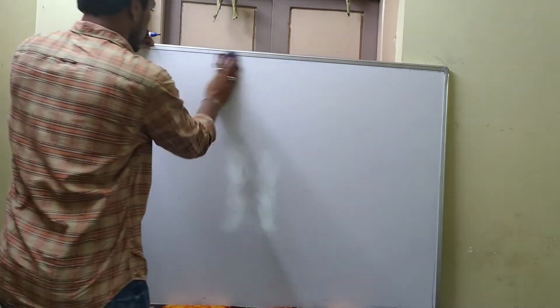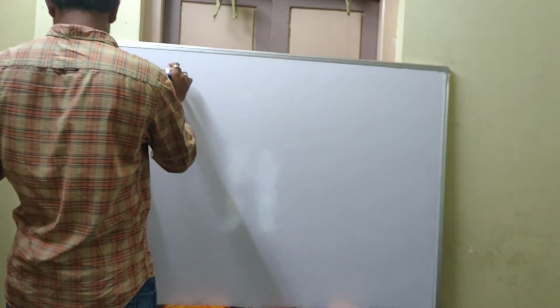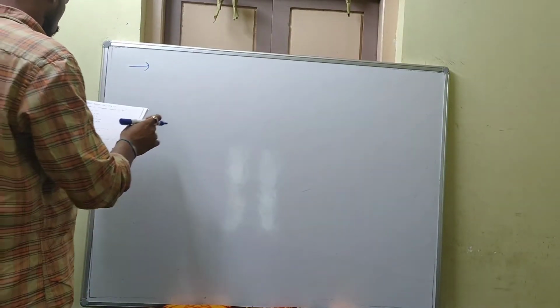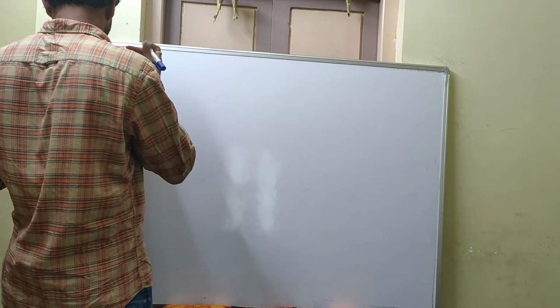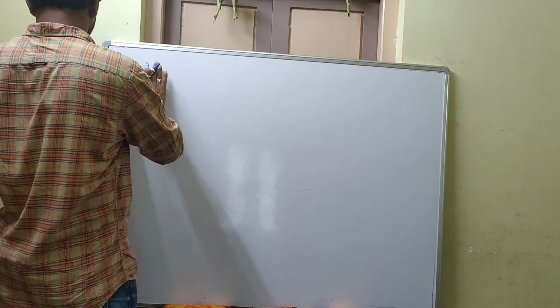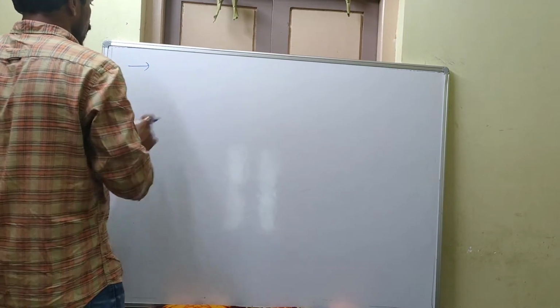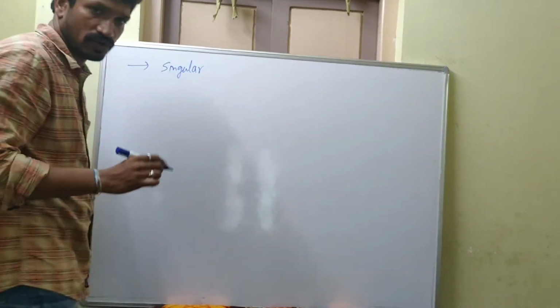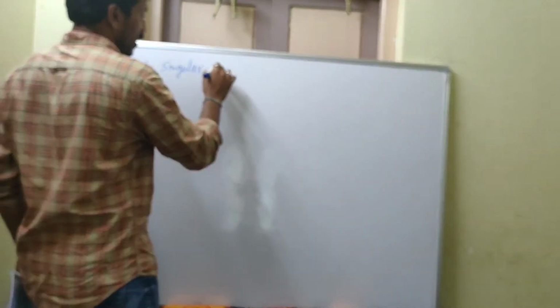Next, one example you take here. Next one, singular matrix. Before going to the example, you go to the definition of this one. Singular matrix.